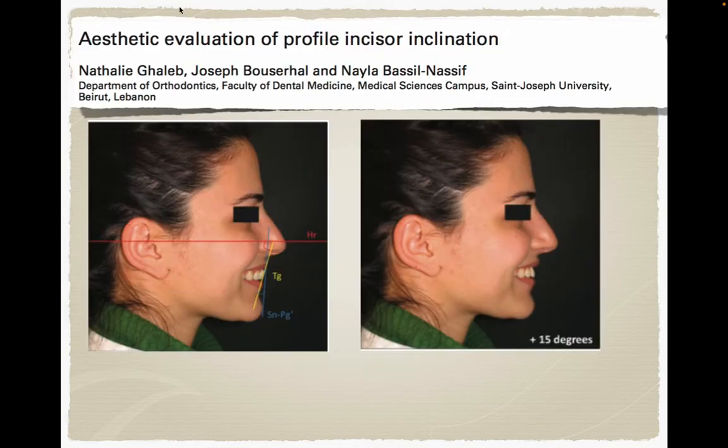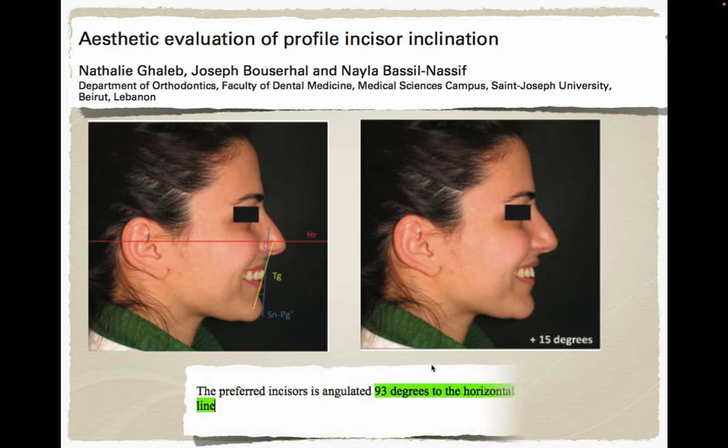This is a nice study done in Lebanon by Ghaleb et al. What they did is they changed the inclination of the teeth. They took several photographs and manipulated the inclination of the teeth, starting with the proclined one and the retroclined one. And what they found is that patients preferred when the upper incisors are at 90 or 93 degrees to the horizontal plane, which is similar to the table mentioned in the handbook textbook, that the incisors should be parallel to the vertical line. They should be upright. And patients don't like it when, for example, there is a 15 degree inclination.